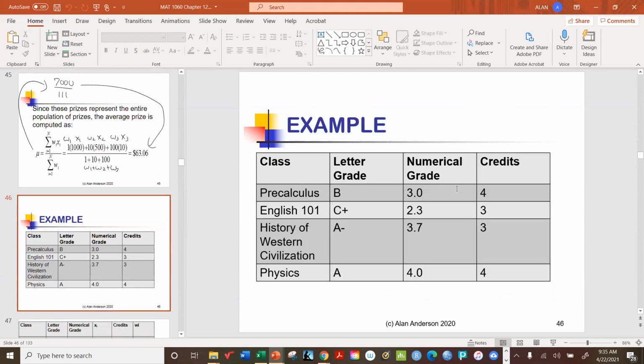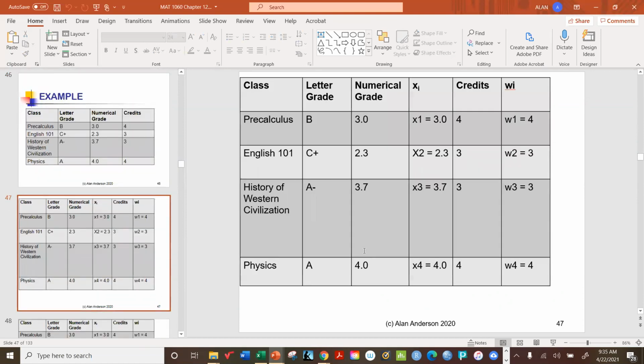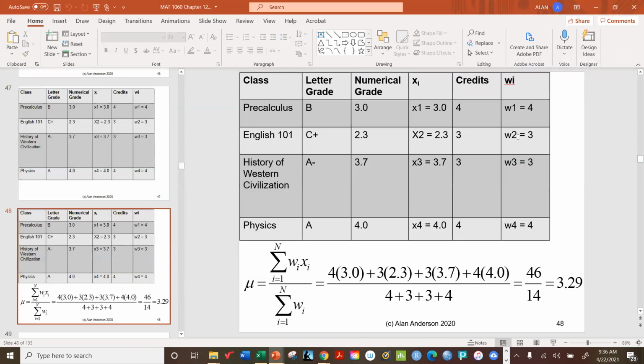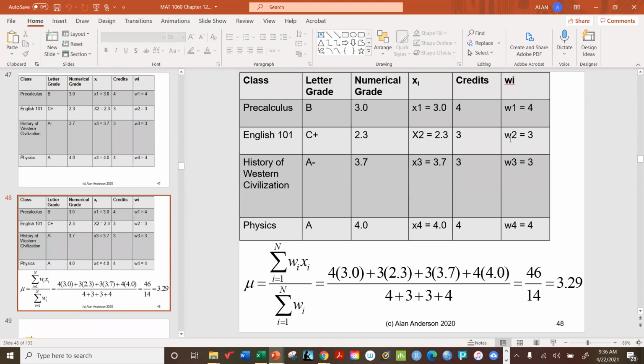Okay, and then of course we did the GPA example where we had different letter grades and different credits. Here again, to come up with your GPA, we can't just add up these 4 numerical grades and divide by 4 because they're not all worth the same number of credits. So this is a perfect example of when we might use a weighted average. We went through the steps, and we ended up with a 3.29.